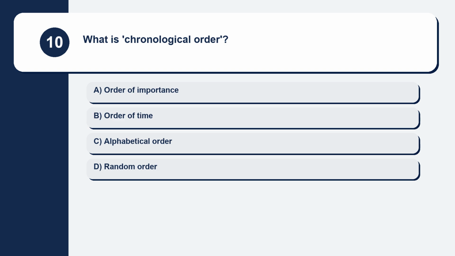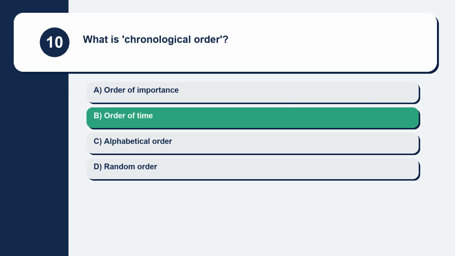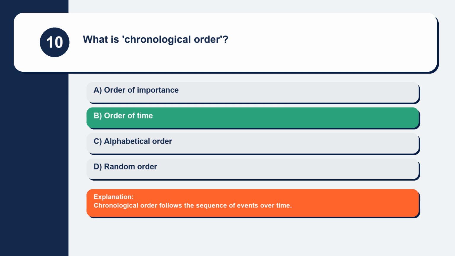Question 10. What is chronological order? Order of importance. Order of time. Alphabetical order. Random order. Chronological order follows the sequence of events over time.